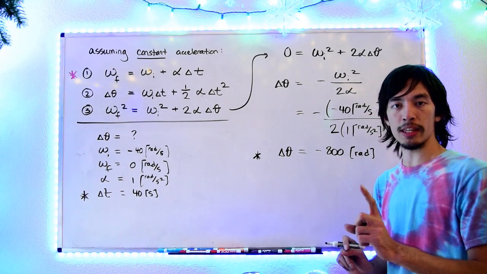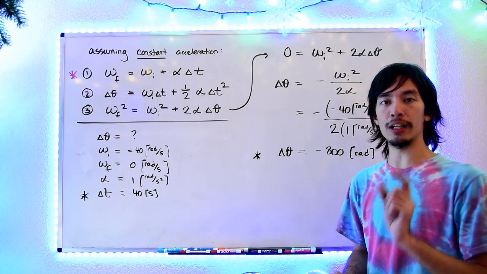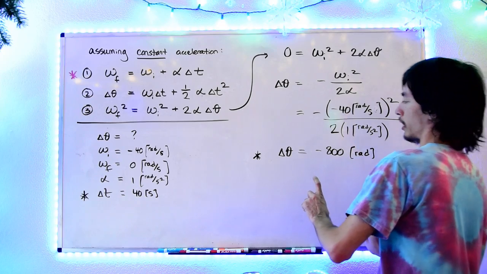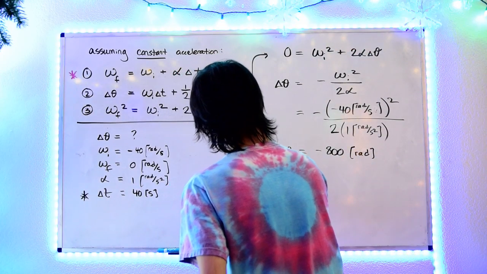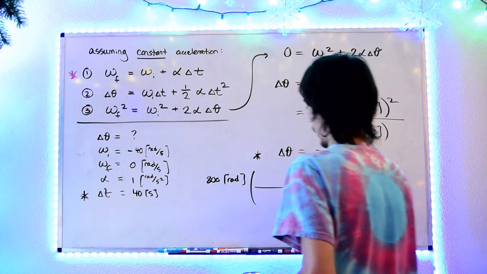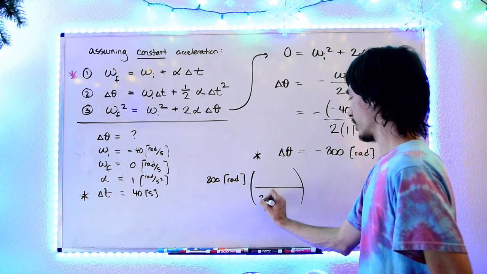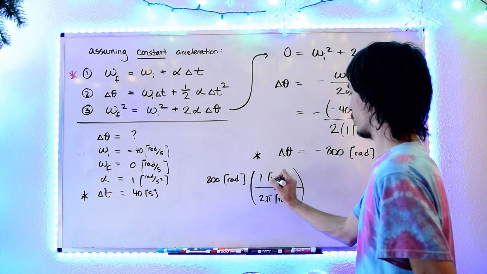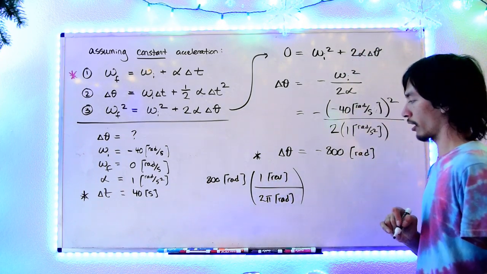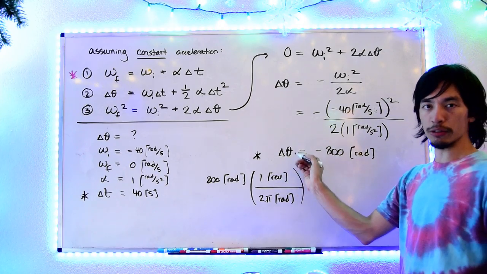So here's one last thing. It's a conversion. However, a lot of people make a mistake on this, so watch closely. 800 radians times conversion factor. I need to cancel out the radians, so I do 2 pi radians on the bottom and 1 revolution on top. Okay, so this will give me in revolutions.